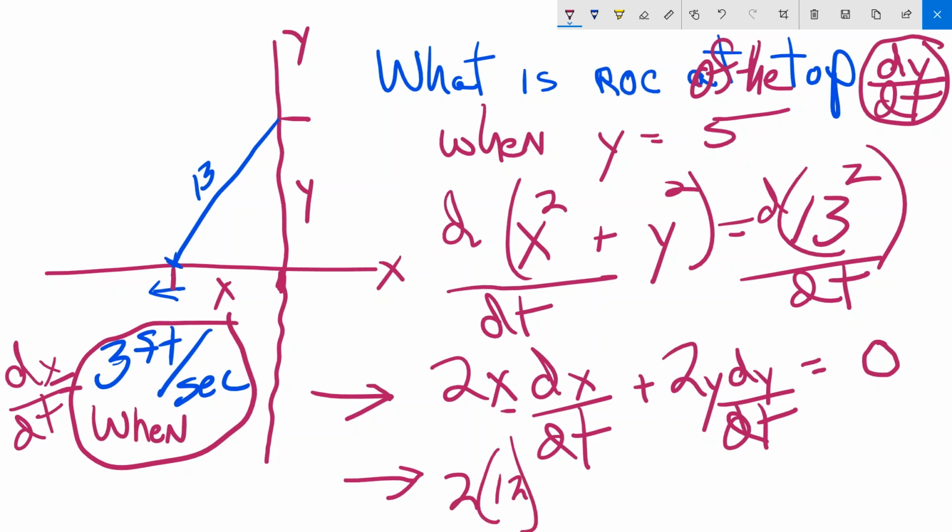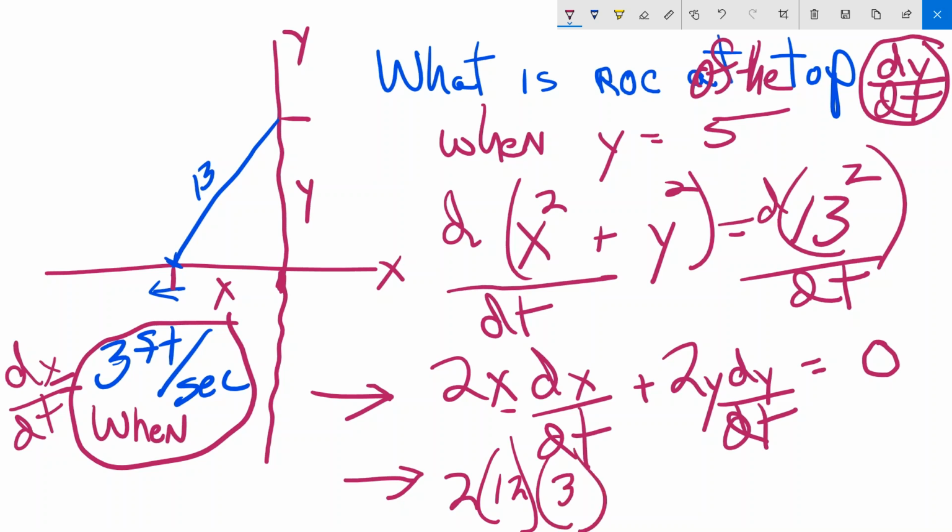Do we know what dx dt is? 3 feet per second. Plus or minus? Minus. No, it was a trick question. It's plus because x is increasing. The amount of distance from the wall is getting bigger. So if the absolute value on the coordinate plane is increasing, no, it's plus 3.